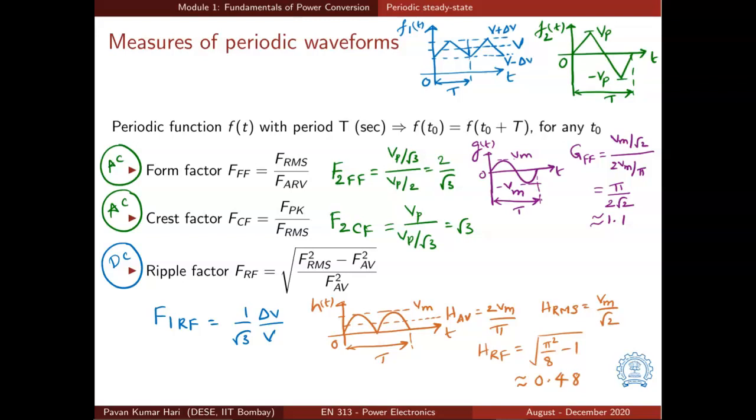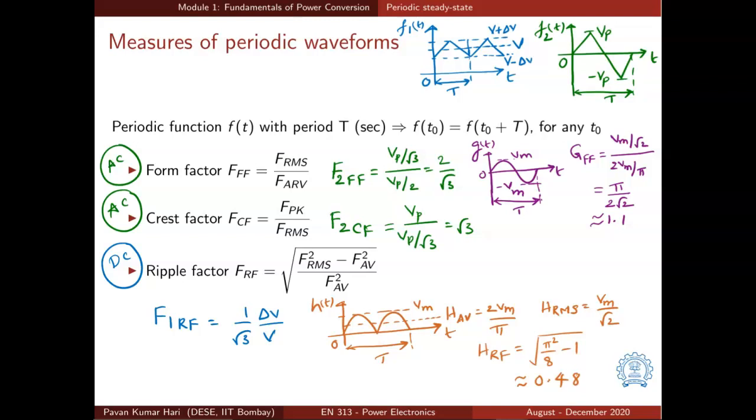So form factor and crest factor are mostly used in the case of AC waveforms. And then there is something called ripple factor. The ripple factor is typically used to quantify DC waveforms, and it is defined as the square root of RMS square minus average square divided by the average square. So if you look at this, the numerator of this ripple factor is actually representing the unwanted component in the DC waveform. So DC waveform, we ideally want it to be constant, but then we have some ripple.